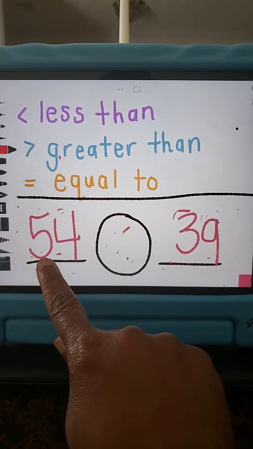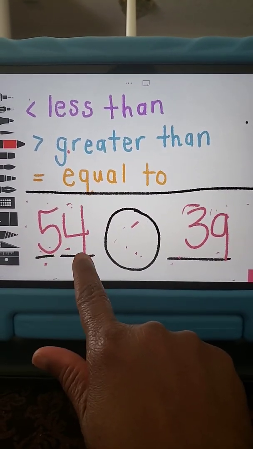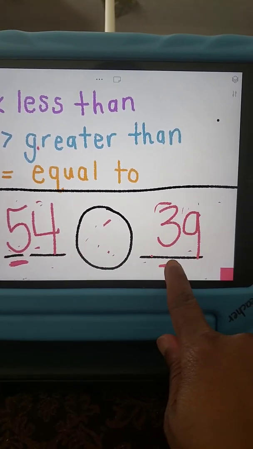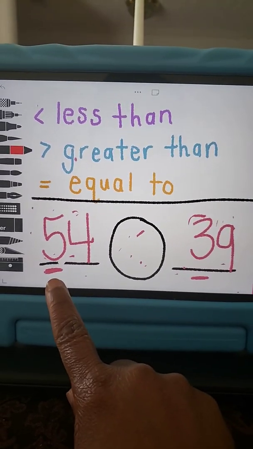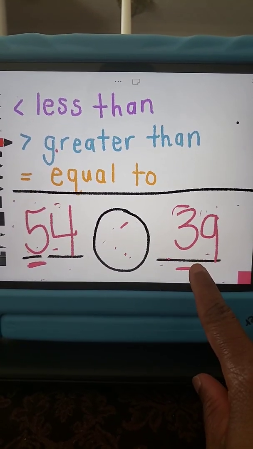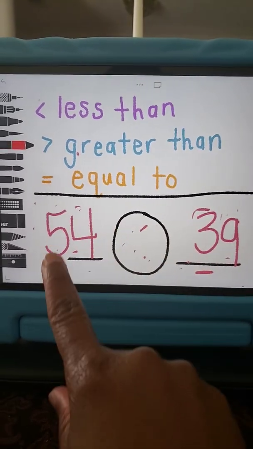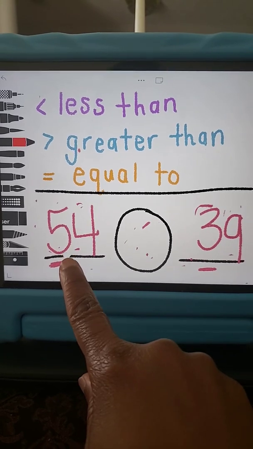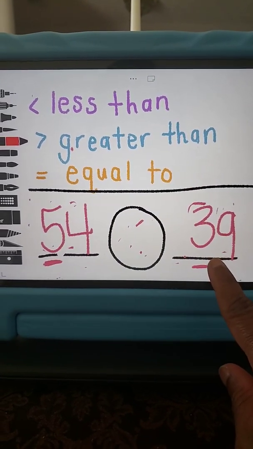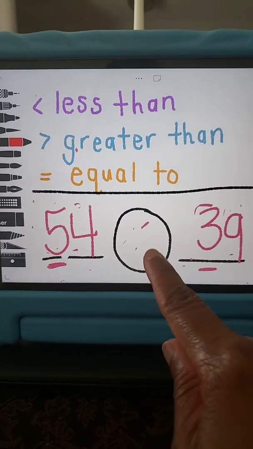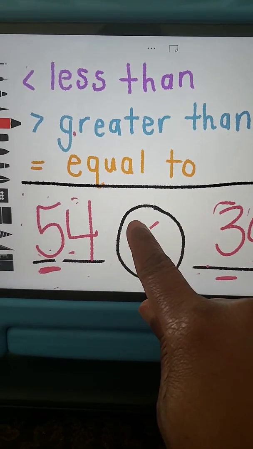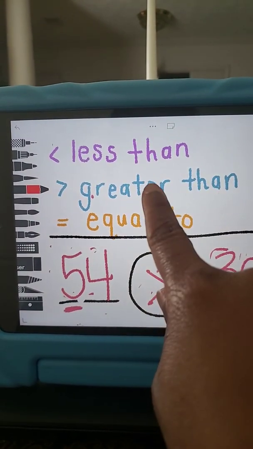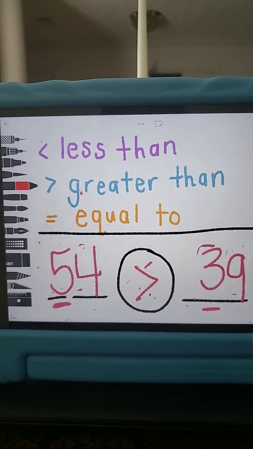And I didn't have to look at both of my numbers for that. I just look at that 5. Look at your tens first. There's 5 tens. There's 3 tens. Which one is bigger? 5 or 3? Yeah, 5. So if 5 tens is bigger than 3 tens, that means 54 is the bigger number. All right, so let's read this, boys and girls. 54 is greater than 39.